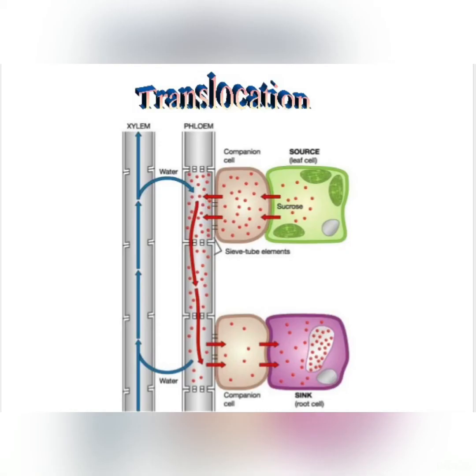Now, you can see how the food is transported to the different parts of the plant. That process is known as translocation.